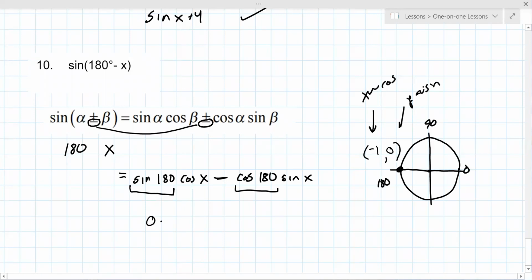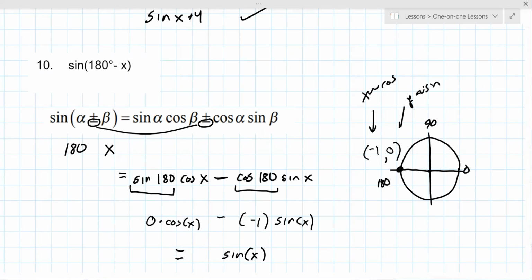So this is 0 times cosine of x minus cosine of 180, which is -1, times sine of x. So plus sine x. So this becomes just sine x. Oh, because you're multiplying. Okay. Yeah, and that's why it says in the instructions, rewrite as one term, because it reduces down to one term.